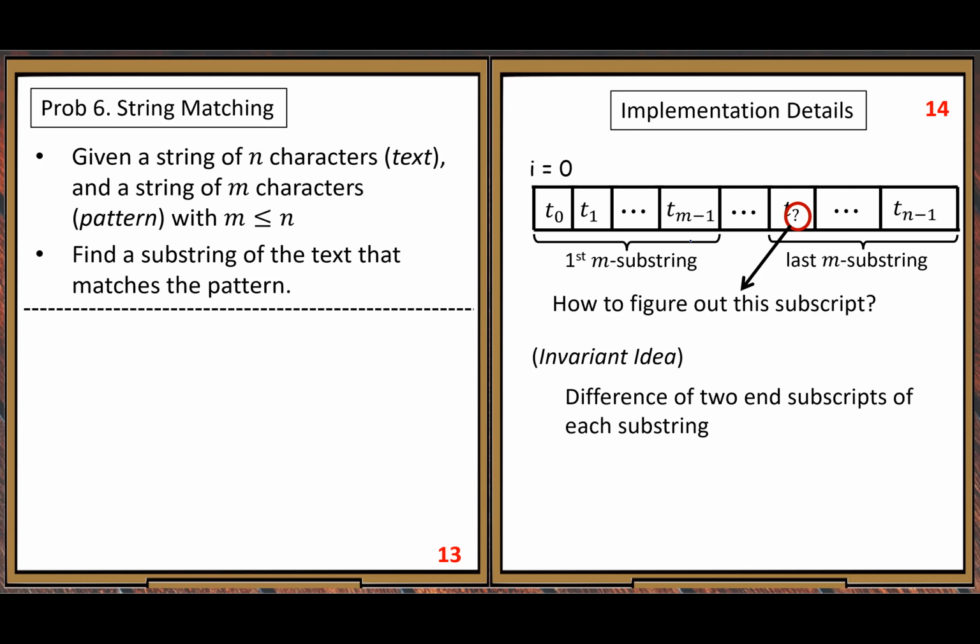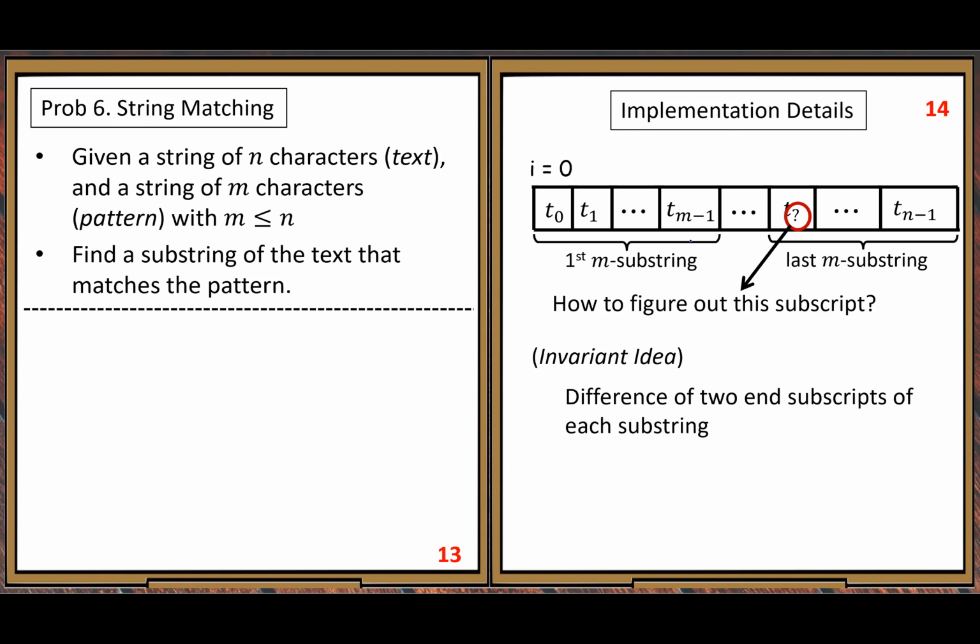The difference of the two subscripts of each substring. For each substring, if you take the difference of the leftmost subscript and the rightmost subscript, is that difference always the same when you move? Yep. The length is the same, right? The difference also is the same. You never change the length when you move. The subscripts of each character keep moving, but the difference never changes. That's the invariant. That's what we call the invariant.